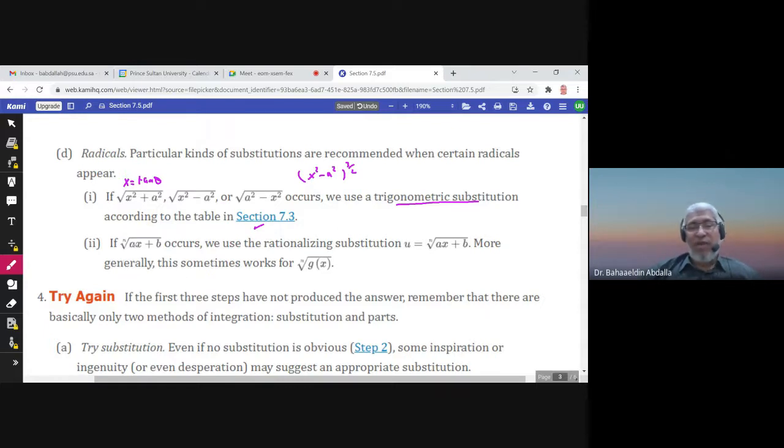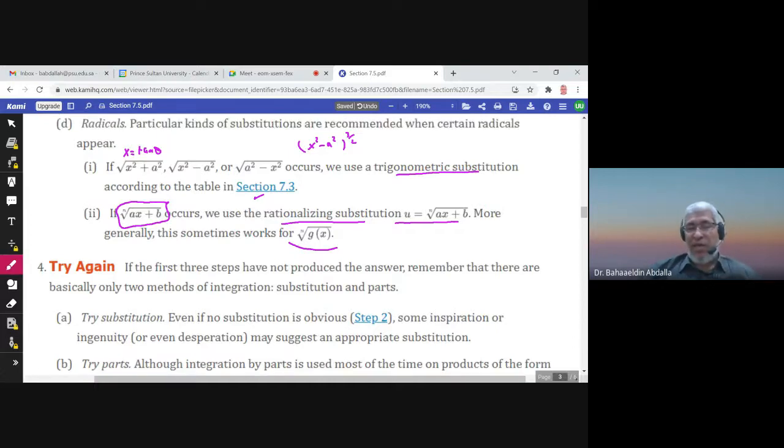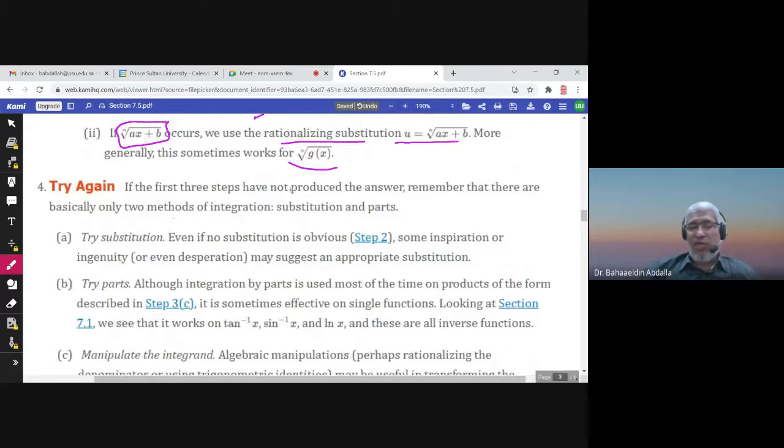If you have an nth root of ax plus b, then you can take it as u and use rationalizing substitution, which we mentioned in section 7.4. It may also work for nth root of g of x. So this method will help you whenever you have a square root or a cube root or nth root of ax plus b in the problem. But notice that here x is to the power 1. In general you can use it for g of x.